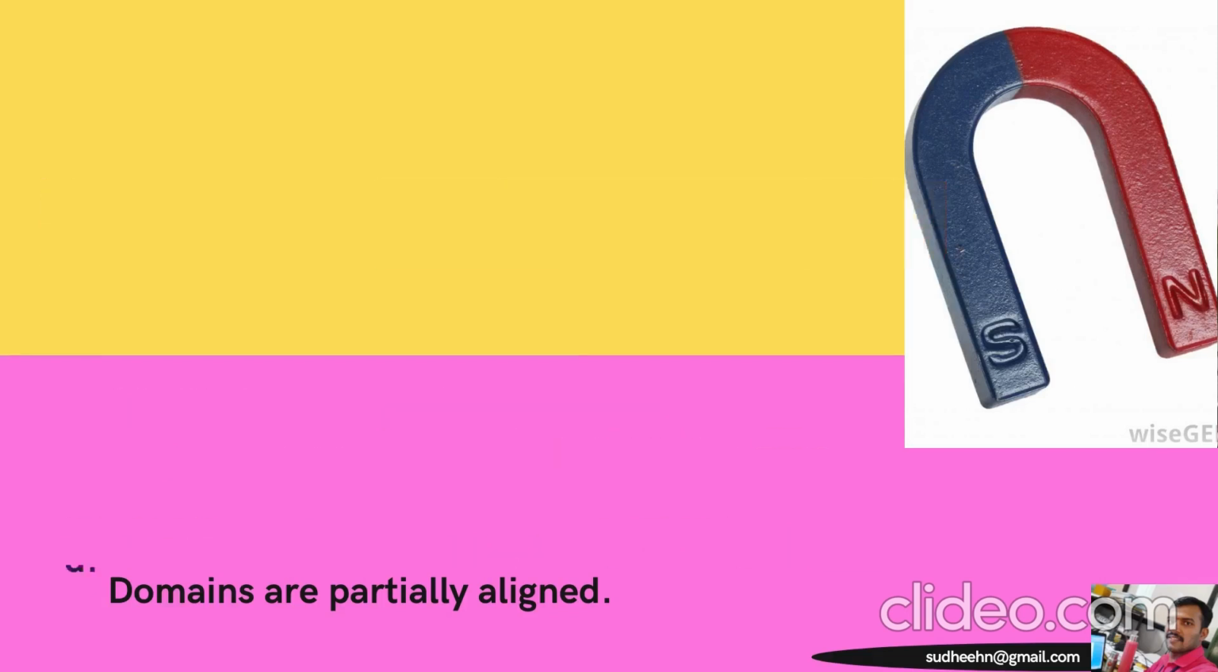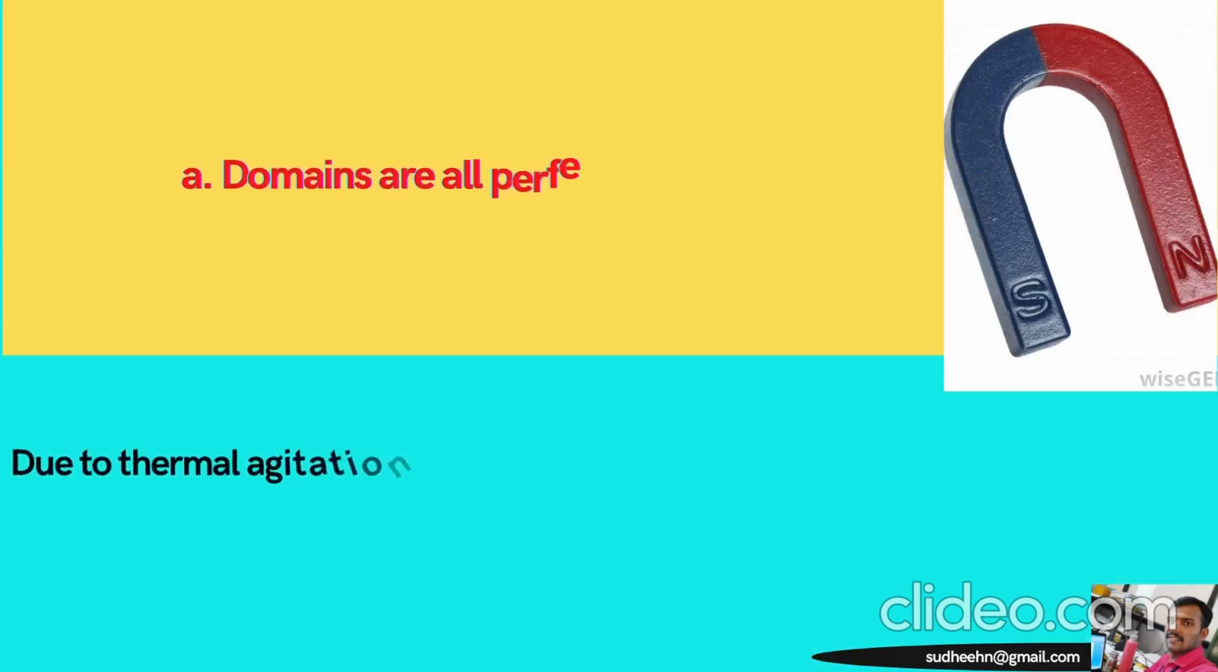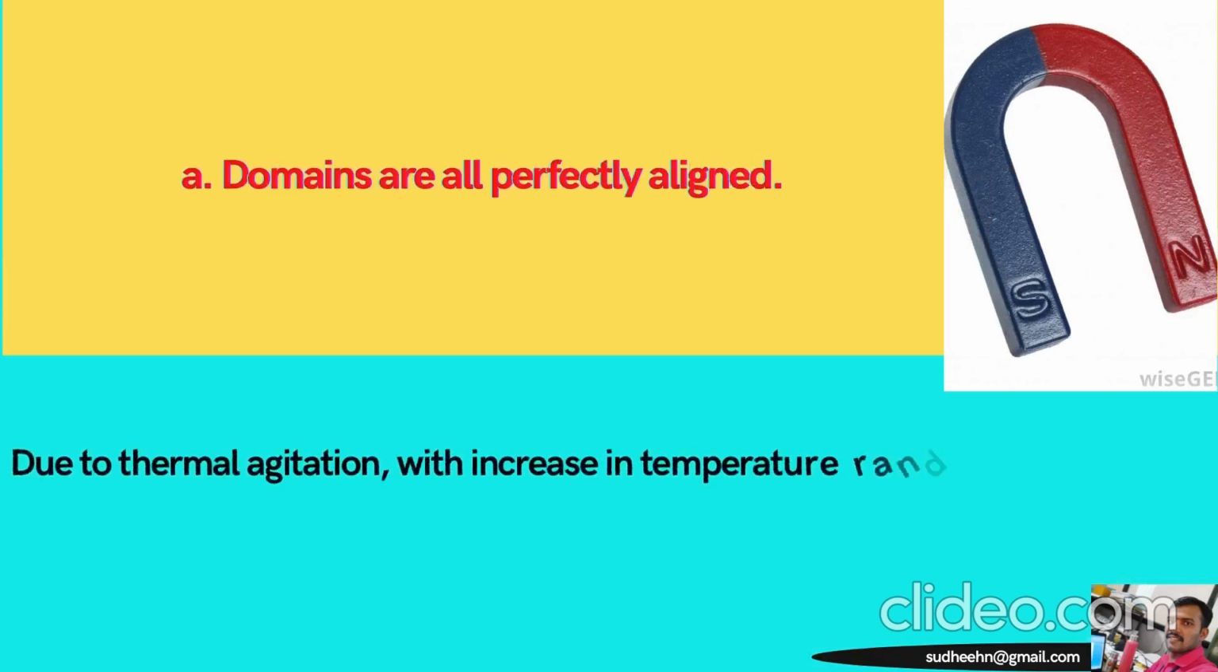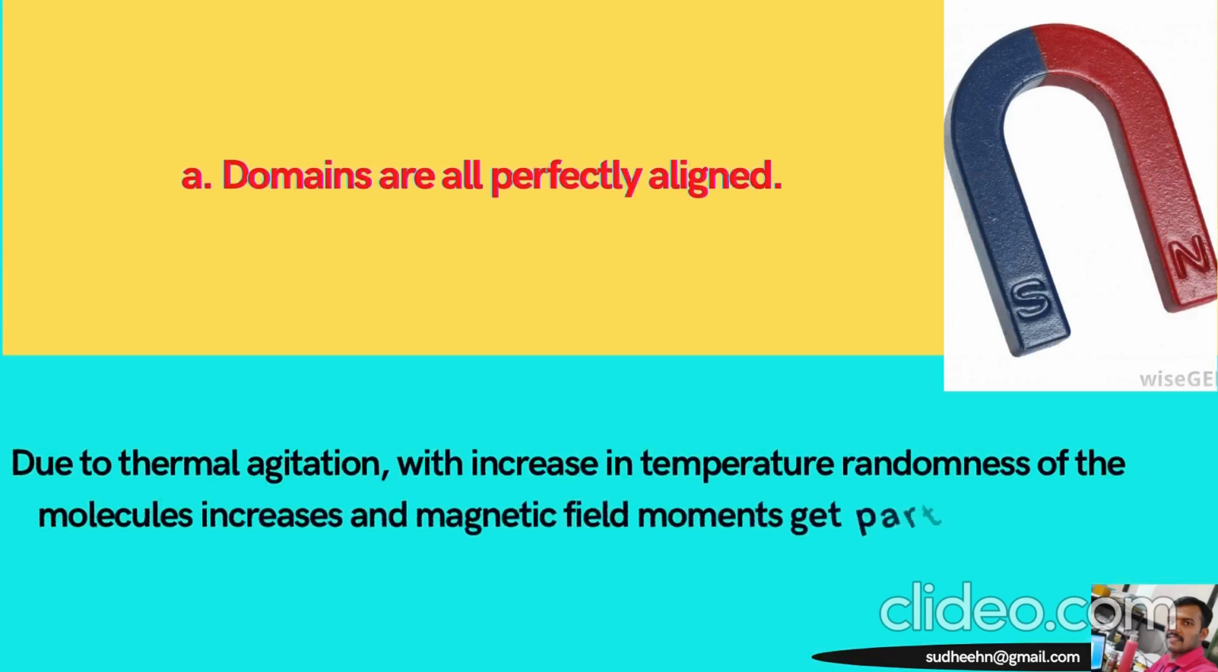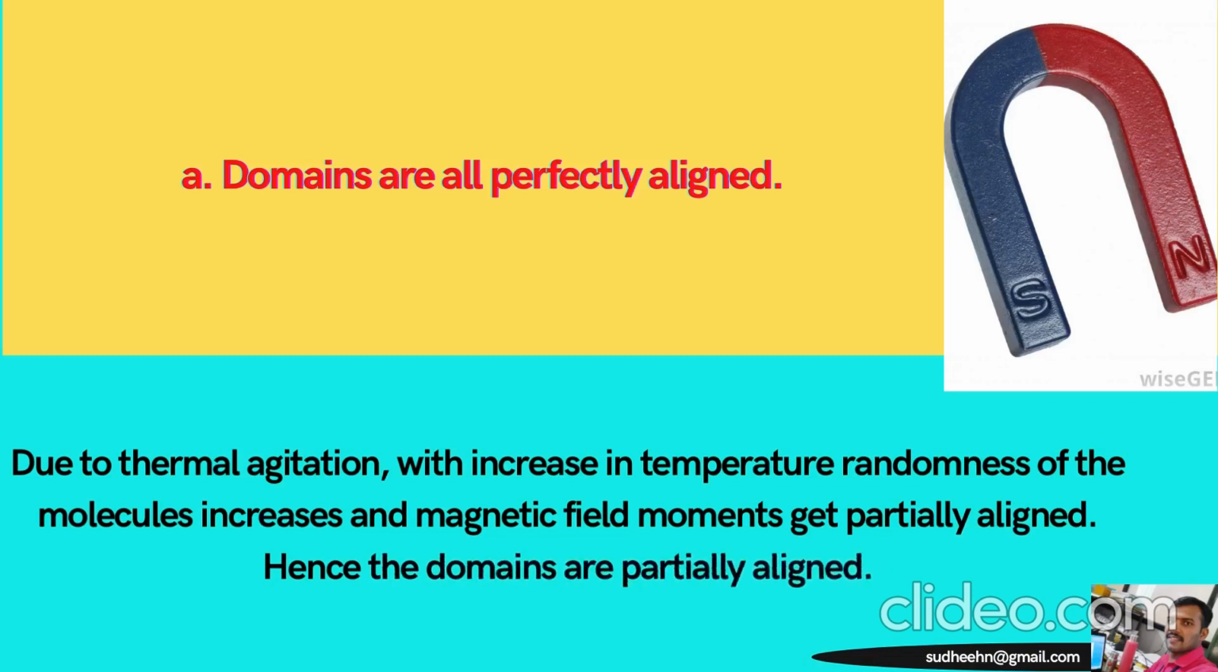And the right answer is option A, domains are all perfectly aligned, because due to thermal agitation with the increase in temperature, randomness of the molecules increases and magnetic field movements get partially aligned, hence the domains are partially aligned.